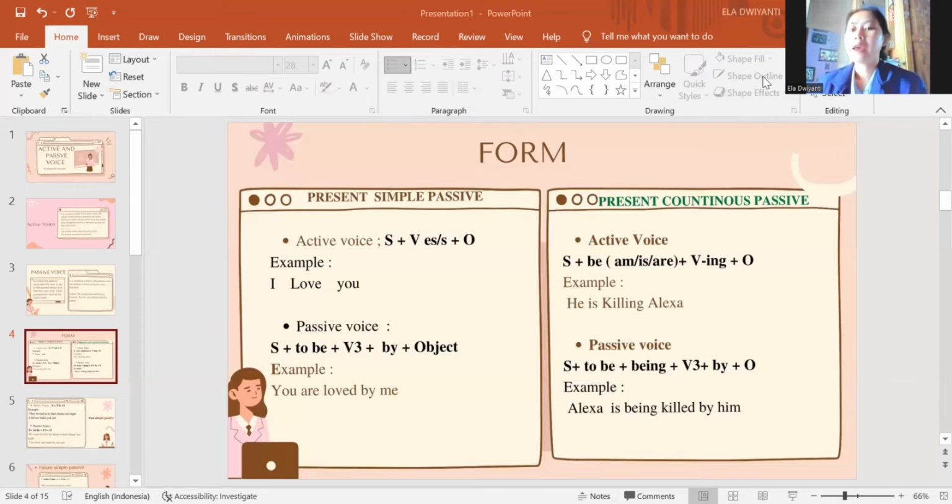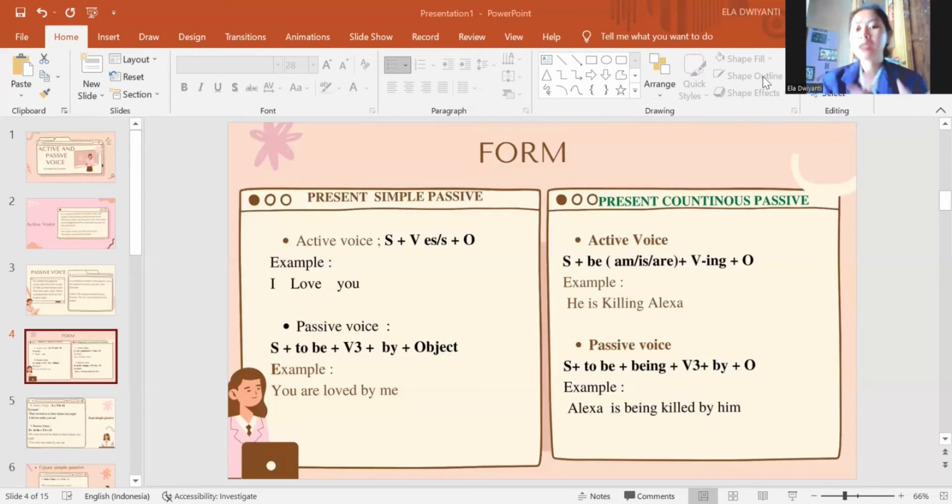Okay, the next is present continuous passive. The pattern of the active voice is subject plus be, is or are, plus verb-ing, plus object. For example, he is killing Alexa. In the passive voice, the pattern is subject plus to be plus being plus verb three, plus preposition by and object.